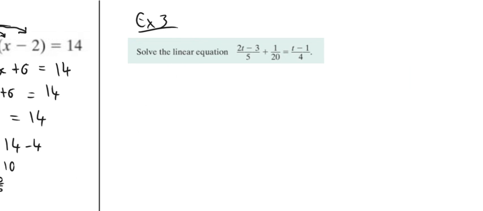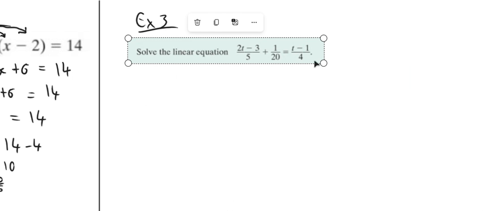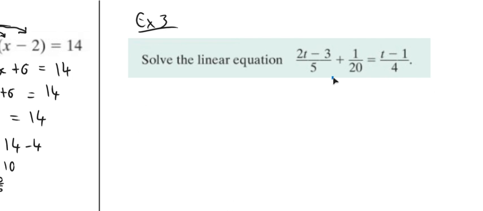The third example, now this is a fraction. Well, they're all fractions here. The simplest way to do this is to put everything over the same thing. Therefore, I'm looking at the numbers 5, 20 and 4, and I'm trying to think of a number that all of them get into, and the obvious one is 20. Therefore, I'm going to put everything over 20 on the left hand side and everything over 20 on the right hand side.